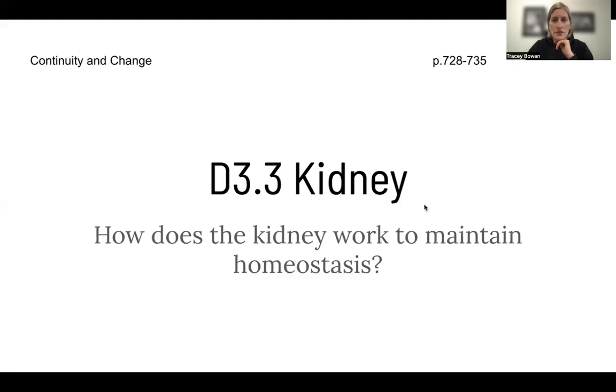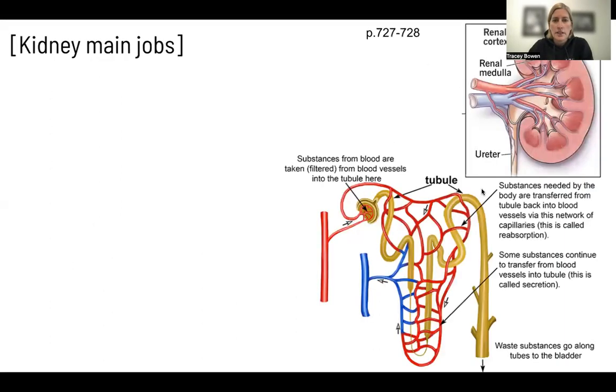Hello all. So today we're going to be looking at D3.3, which is kidney, and we want to be able to explain how the kidney works to maintain homeostasis. This is going to be looking at continuity and change. So how are we changing blood osmolarity, and then also how does blood osmolarity stay the same? And we'll be looking at pages 728 to 735 in the Oxford textbook.